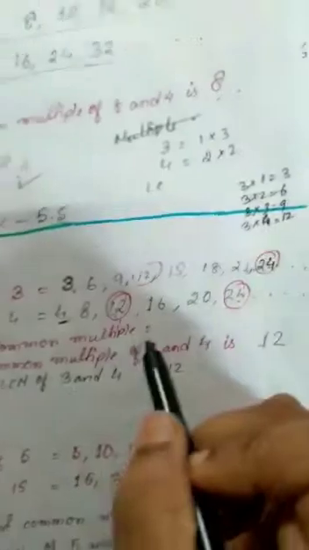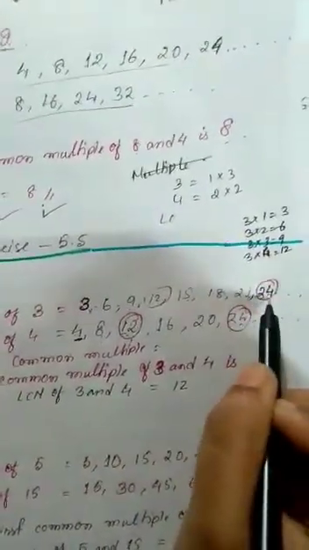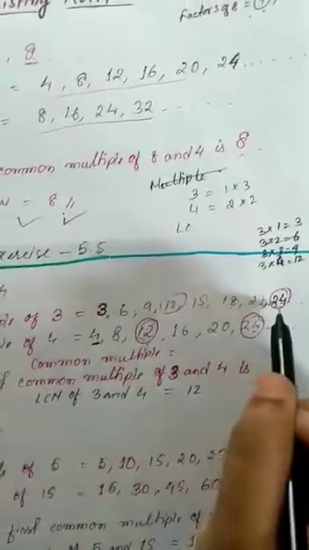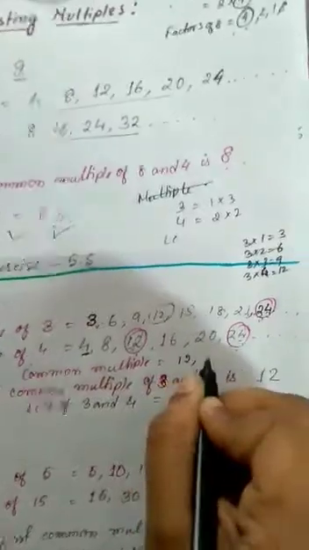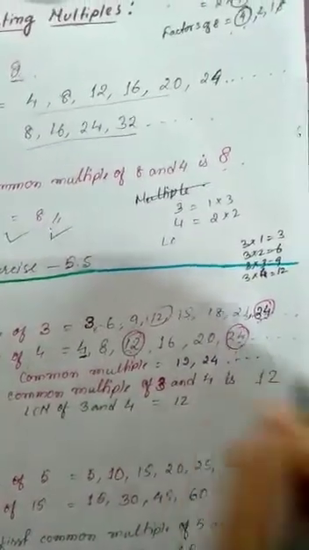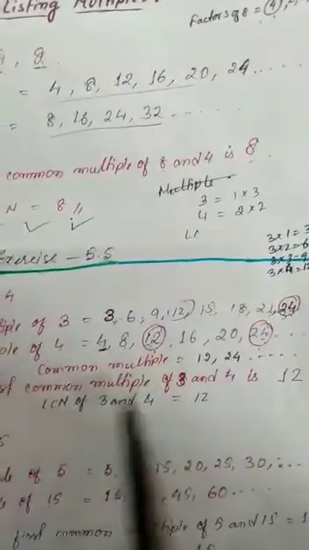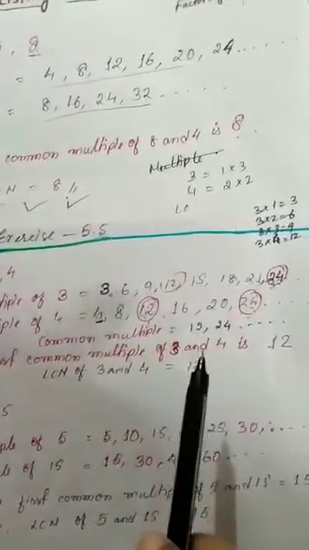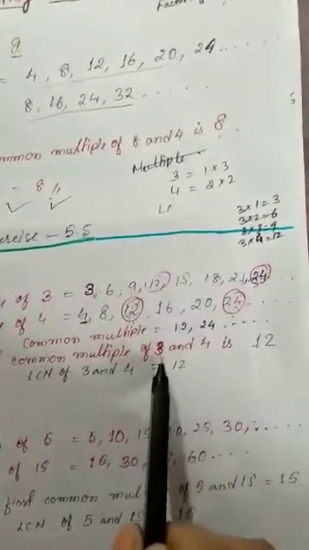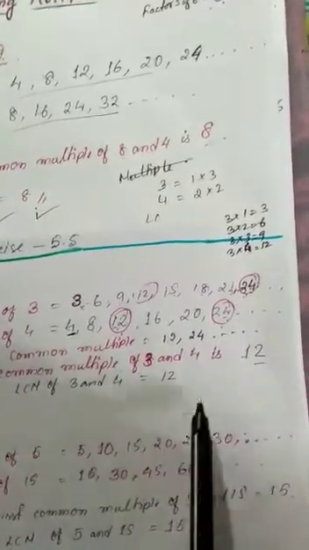If you see here, first comes 12, then if I find the next one, 3 times 8 is 24. It is in both lists, so the common multiples are 12 and 24. In the same way we can find others, but the first one that comes is 12. The first common multiple will be the least, so we have to look for the least common multiple. First is 12, therefore the LCM of 3 and 4 will be 12.